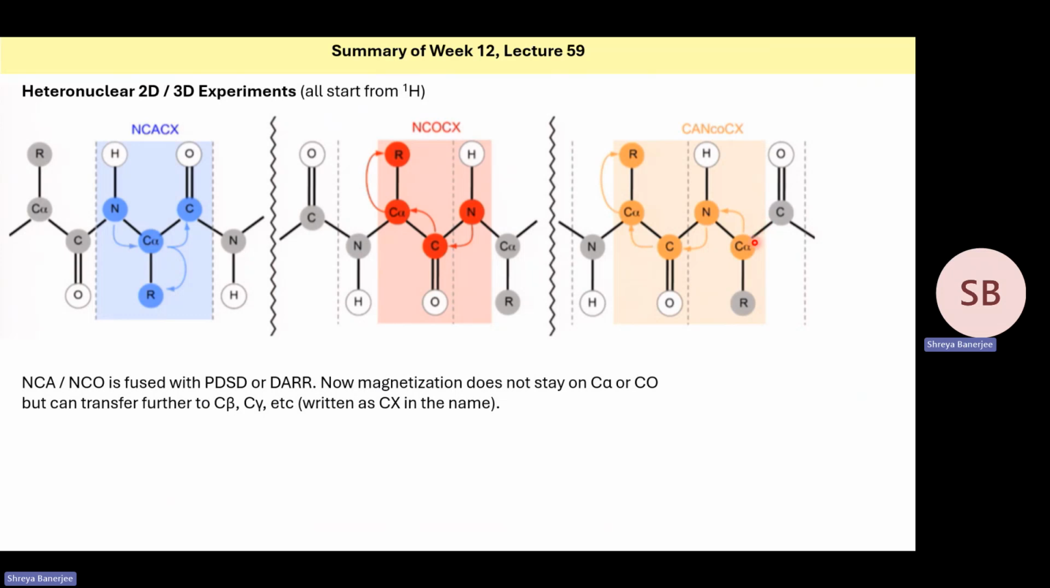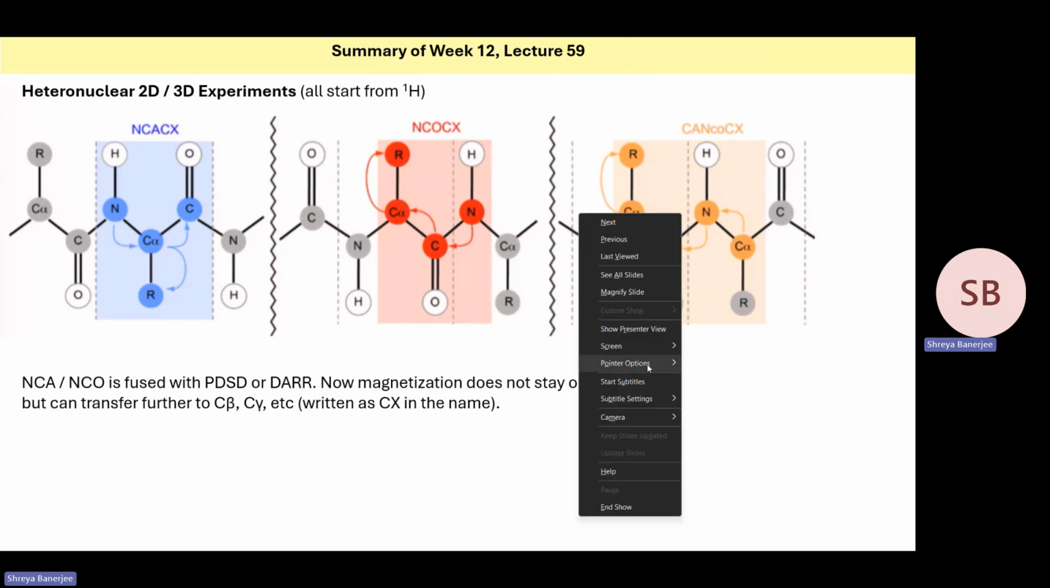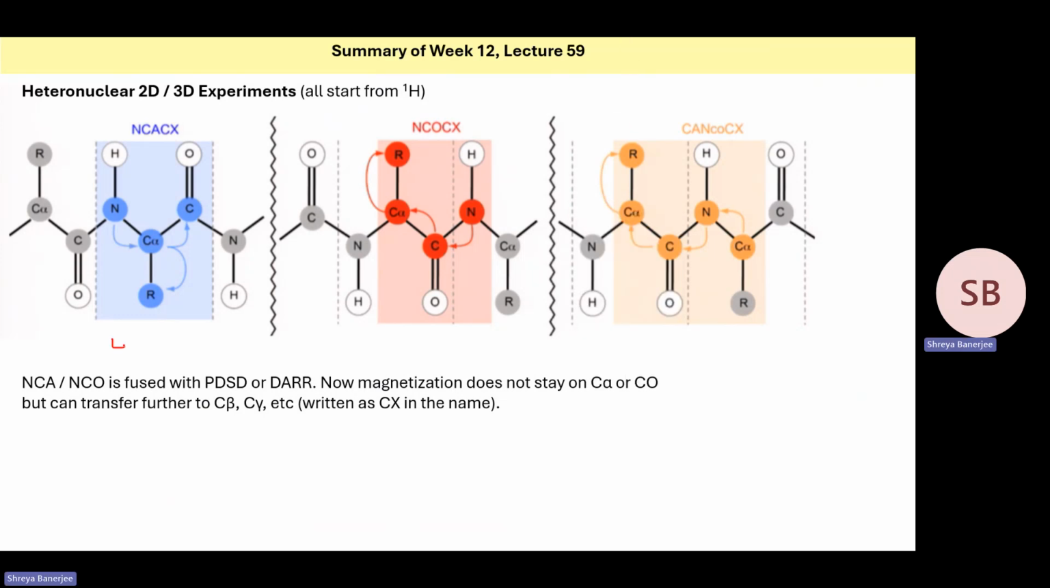Then there is an experiment that starts from C alpha, goes to N, and then via CO. So it is not detecting CO, it is just going via CO. It can go to C alpha, C beta, and so on. So this is I correlation. This is I minus 1. This is also I minus 1. So different experiments like this can be designed in order to get different correlations.